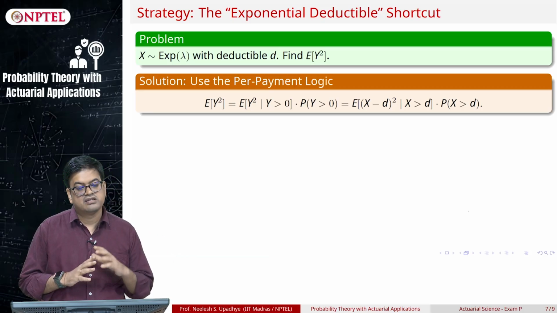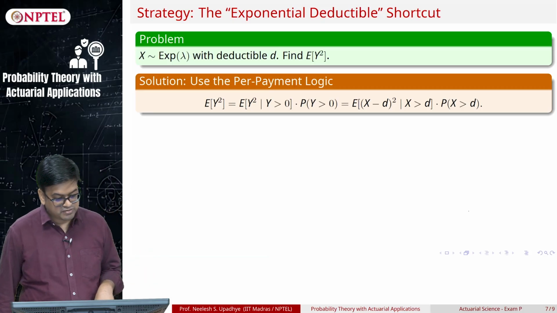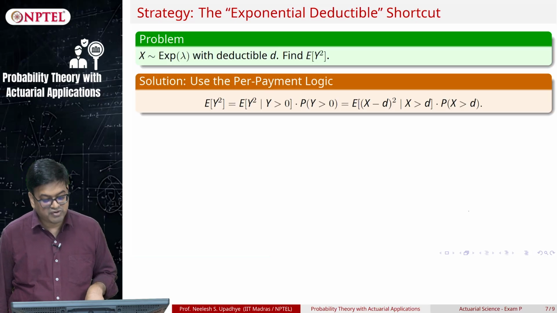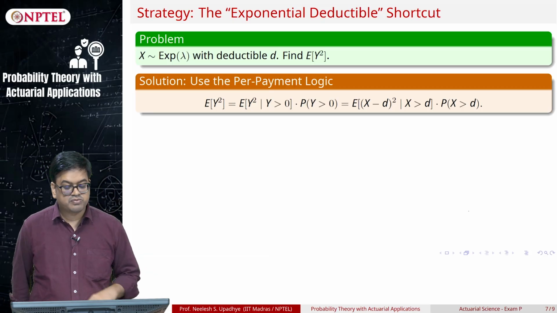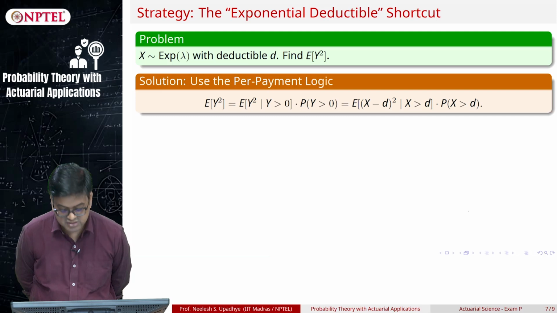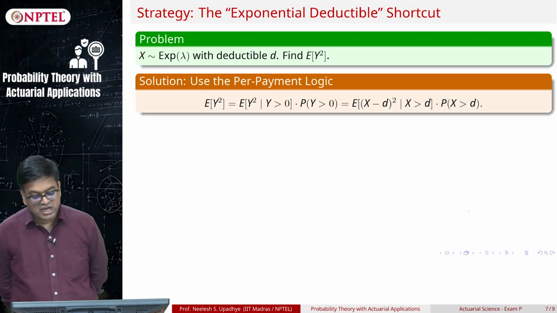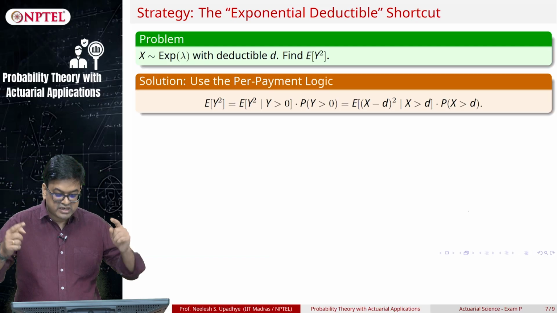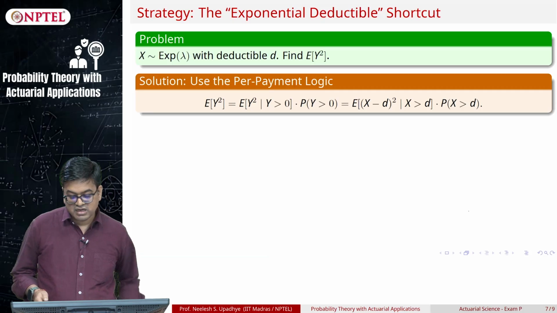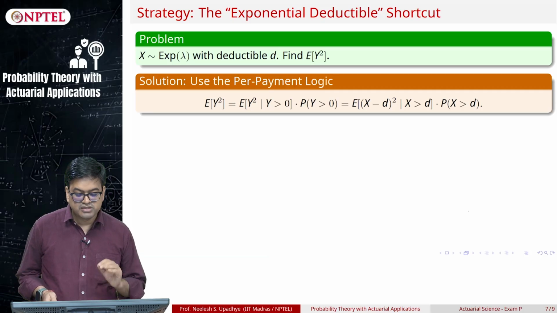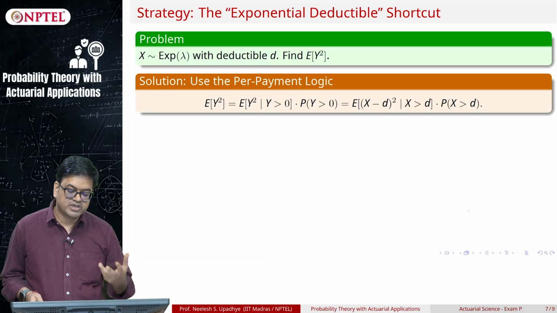So, you look at the per payment logic. Expected value of Y squared is actually equal to expected value of Y squared given Y is greater than 0 times probability of Y greater than 0. Now, but what is Y squared? Y squared is (x minus d) squared given x is greater than d, right, and that essentially means I am looking at exponential random variable again and the second moment of exponential random variable. That means I can easily compute these probabilities using memoryless property and I can tweak this expectation to be the expectation of the original random variable.